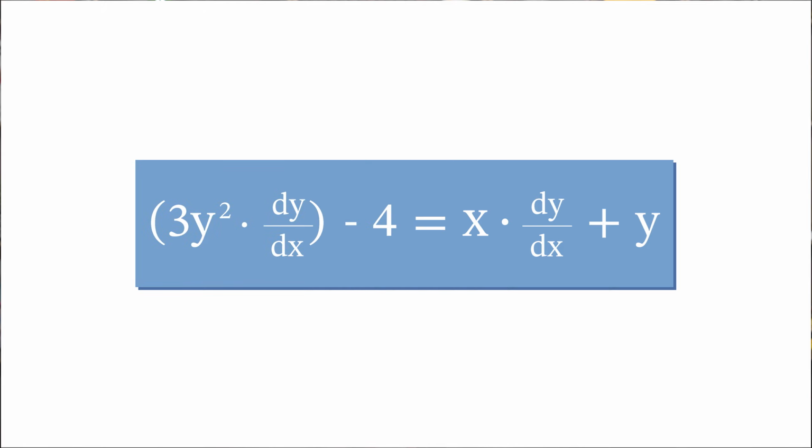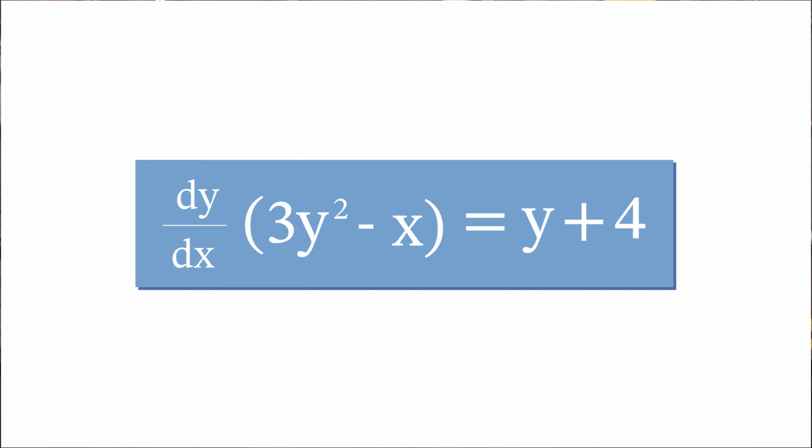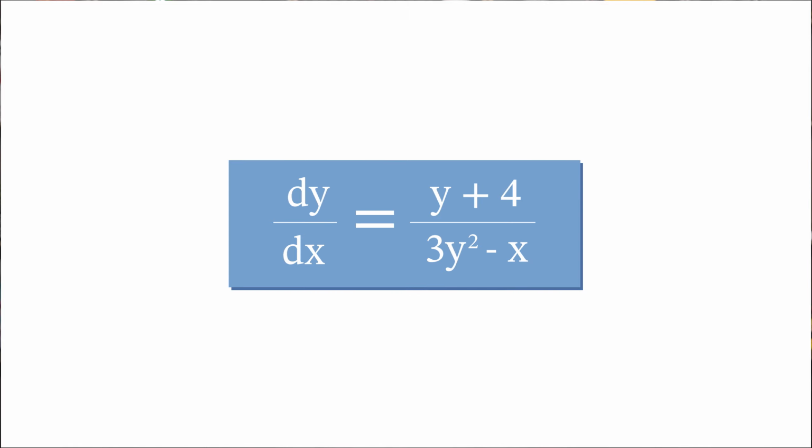The final step of implicit differentiation is solving this equation for dy dx. To do this, let's move x times dy dx to the left side and move the minus 4 to the right side. By subtracting x times dy dx from both sides and adding 4 to both sides, we get this. Now let's factor out dy dx from both terms on the left side. Finally, we can get dy dx by itself by dividing both sides by 3y squared minus x.